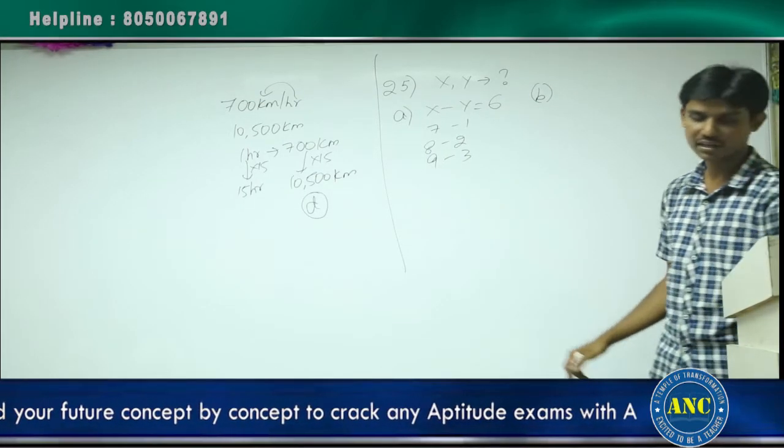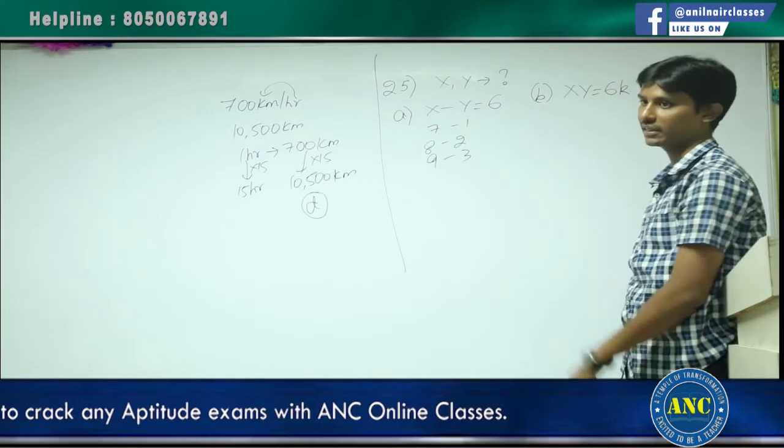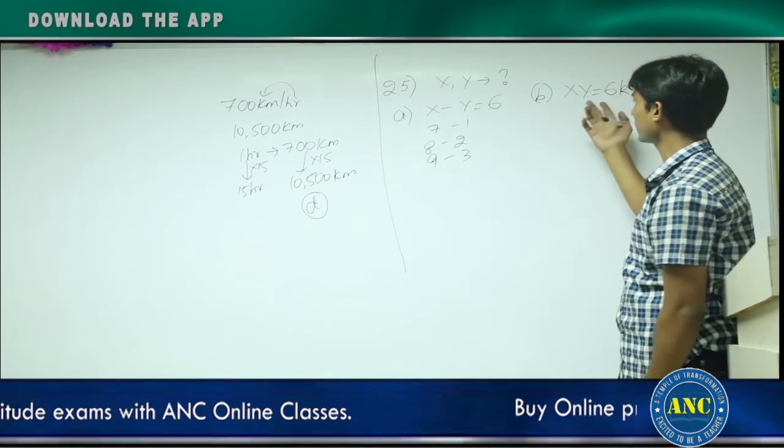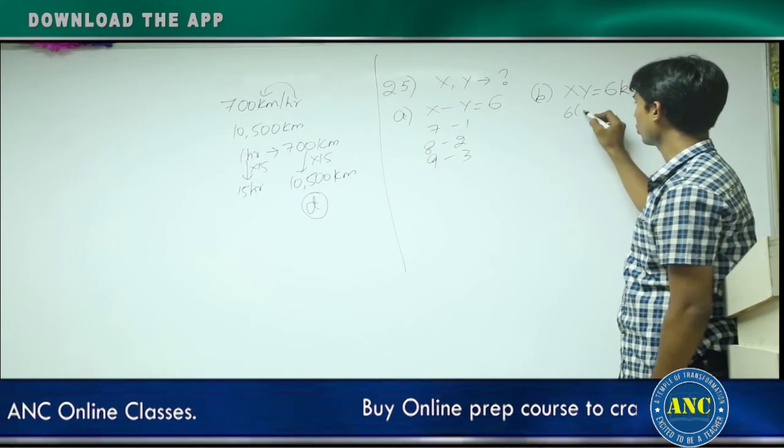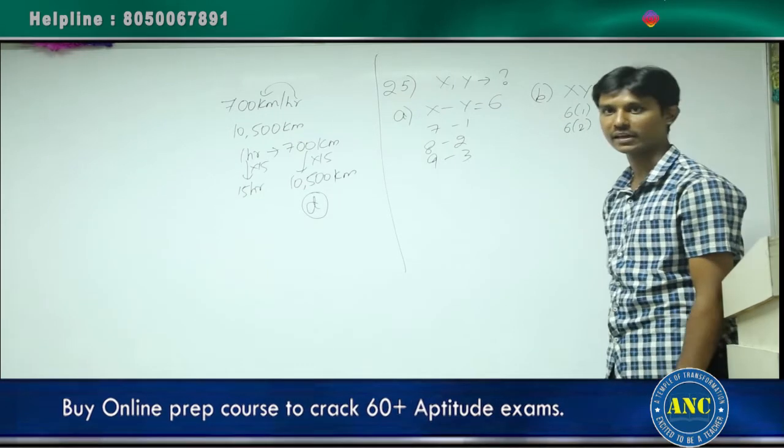Statement 2: the product of their ages is divisible by 6. That means x into y is a multiple of 6. Again, there are too many cases. It can be 6 into 1 or 6 into 2. Like that, there are so many individual cases you will get.